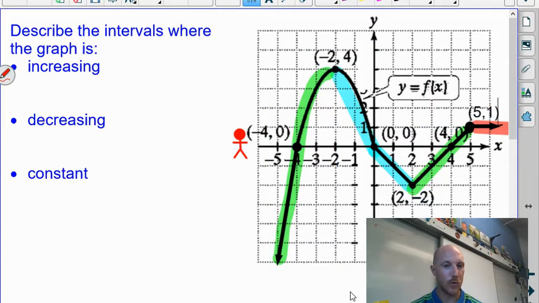Okay, so let's go back to the do now. Let's do this as an example of writing interval notation for the three types of intervals that we're going to be looking at today: increasing intervals, decreasing intervals, and constant intervals. So let's do the increasing interval in green. My little graph walker always starts at the left end of the graph. Where does the graph walker start to increase?